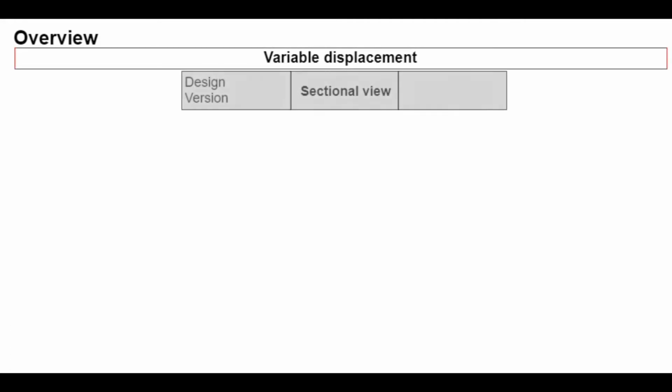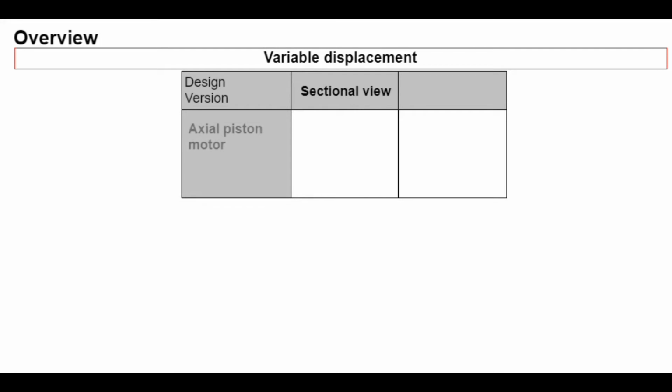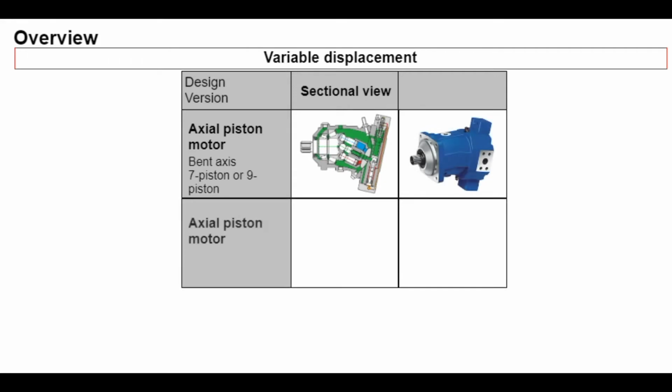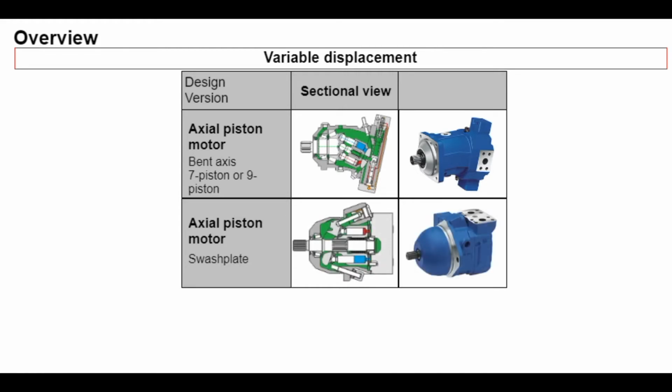Variable motors come in bent axis and swash plate design. Bent axis variable motors come with 7 or 9 pistons. The 7-piston model is the standard version and is designed for a nominal pressure of up to 400 bar, 5,800 psi. The 9-piston model has a nominal pressure of up to 450 bar, 6,500 psi. The 9-piston model also has better low-speed behavior and higher efficiency, making it especially suitable for winch drives and energy-efficient travel drives. Swash plate variable motors only come as switch motors.